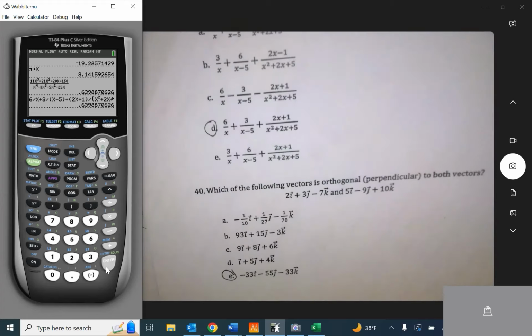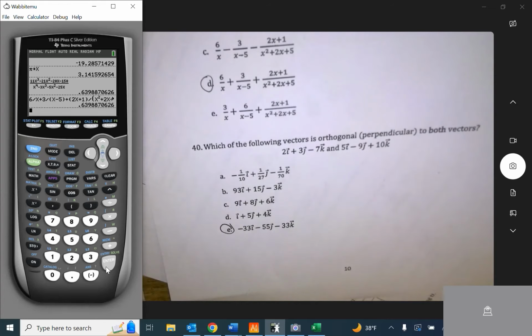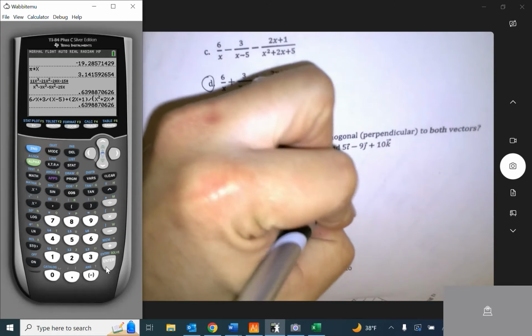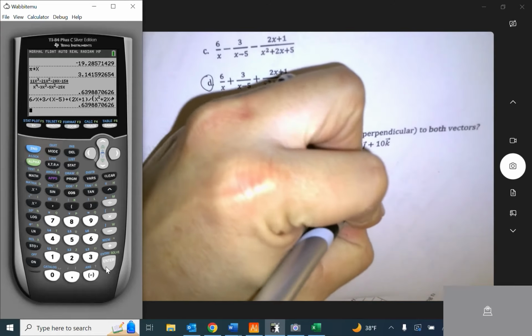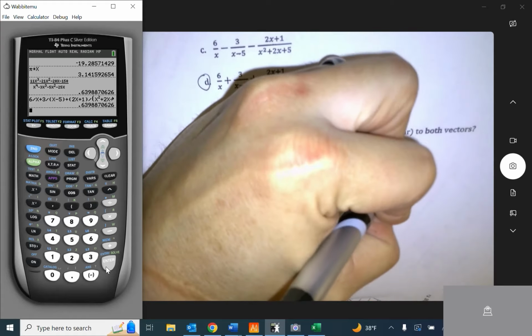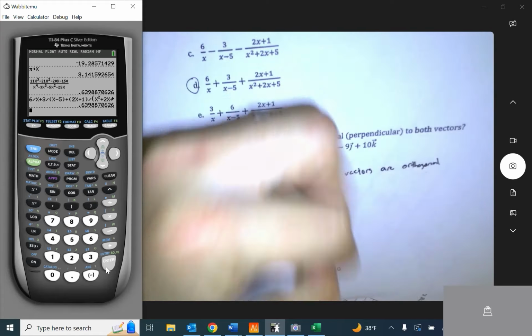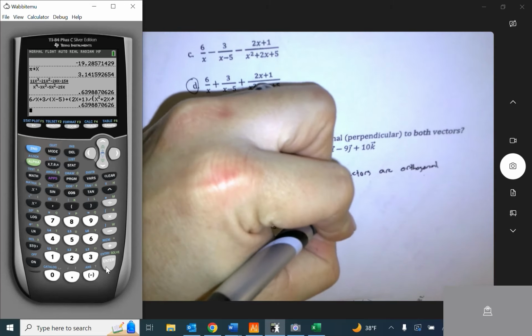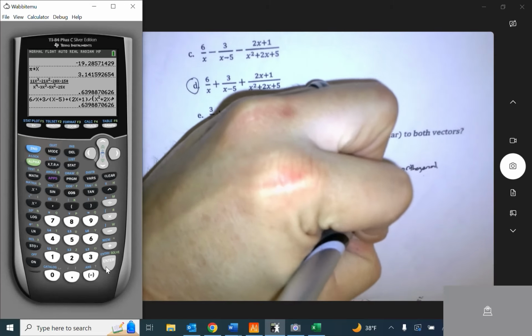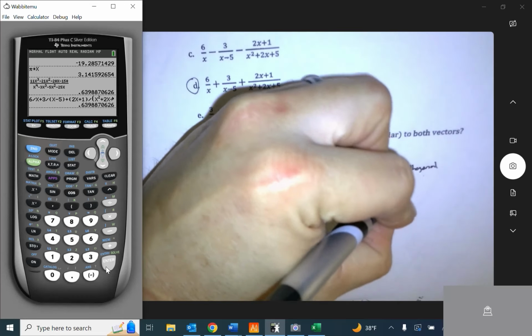And here's the last one. I guess I did the parametric equation yesterday. I was thinking this day. Which of the following vectors is orthogonal? Two vectors are orthogonal if their dot product is equal to 0.